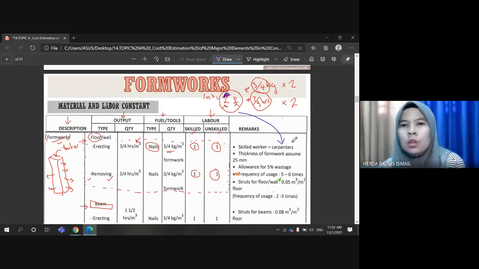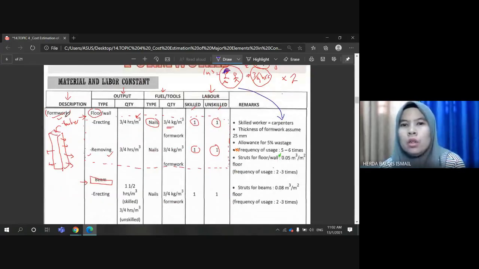For the formwork, the assumption that can be made by referring to this table of constant is 25 mm. So when you do costing or estimation works for the formwork, we need to consider the thickness, because at first the unit used in the table is per cubic meter.